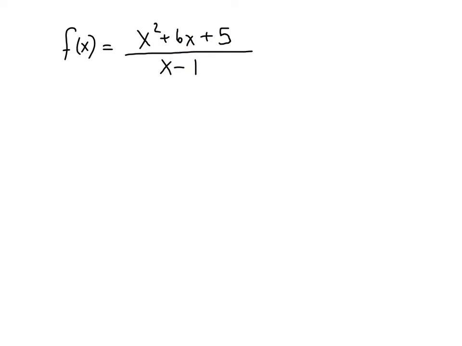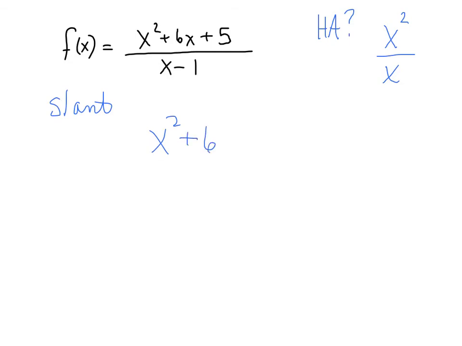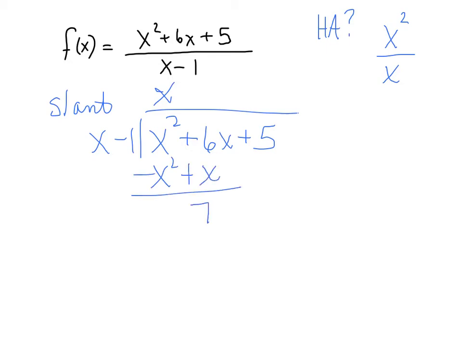All right, let's try this again. First thing we want to do is see, does it have a horizontal asymptote? The highest power in the numerator is x squared, and the highest in the denominator is 1 apart, and so it has a slant asymptote. So I'm going to divide the numerator by the denominator and discard the remainder. So I have x squared minus x, subtract, plus 7. So the slant asymptote is y equals x plus 7.